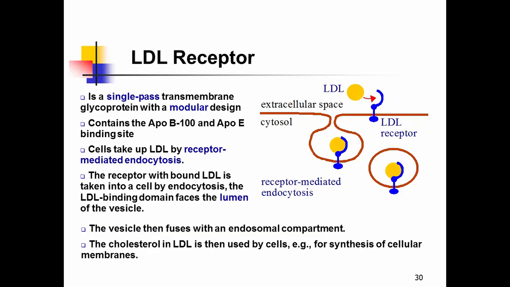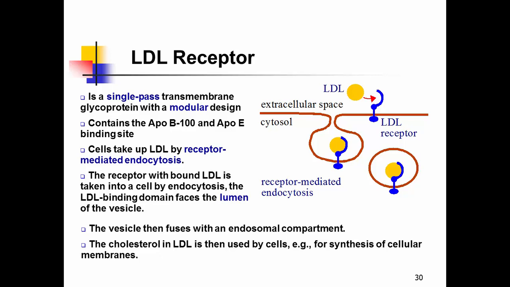Okay, now let's talk about the LDL receptor. The LDL receptor is basically a single pass transmembrane protein localized on the surface of the cell membrane, right? This just represents a cell surface membrane, and this is the LDL receptor. The LDL receptor has the ApoB100 and ApoE binding site, and for example this represents the LDL lipoprotein, which has ApoB100 on its surface.